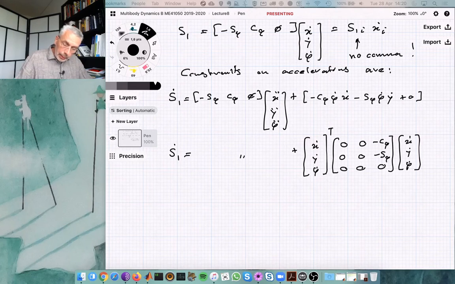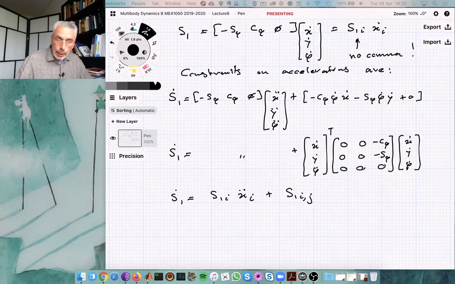And that means that although you can write it now like this, s dot 1 is s1I times x double dot I plus s1I comma j x dot I x dot j, you would think, oh, well, there's not much difference with a holonomic constraint, but note that this is not symmetric in I and j.